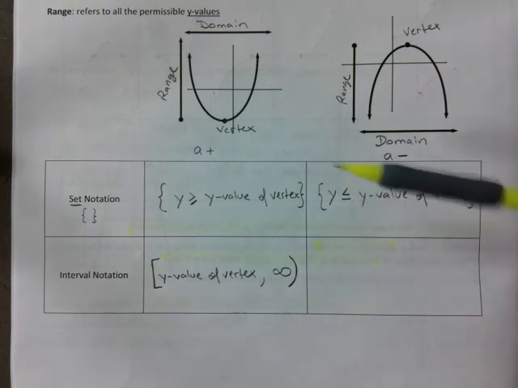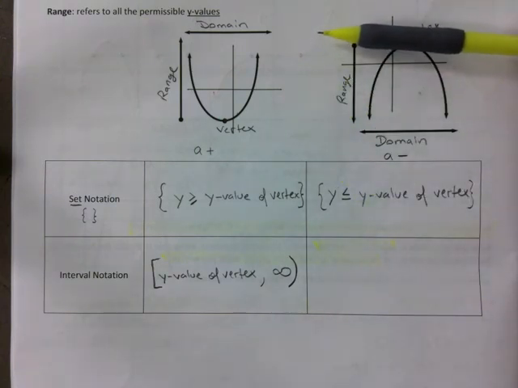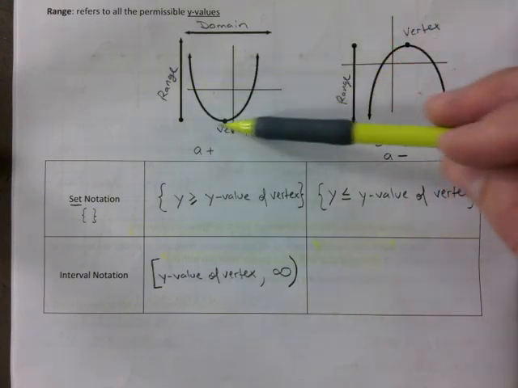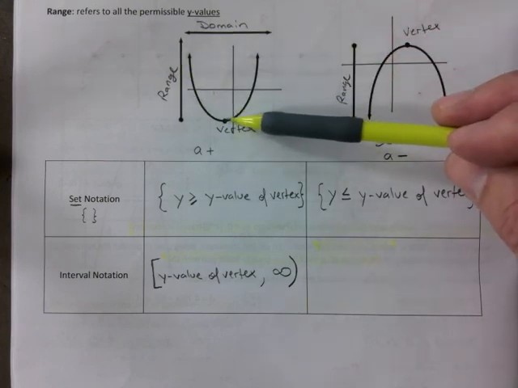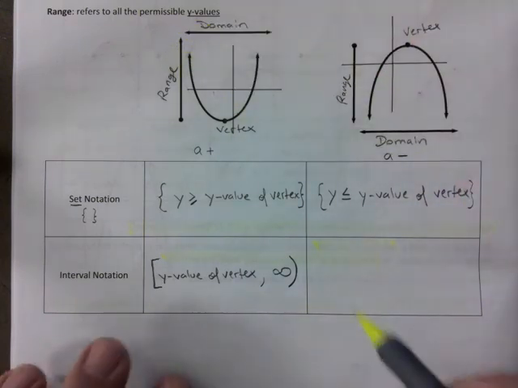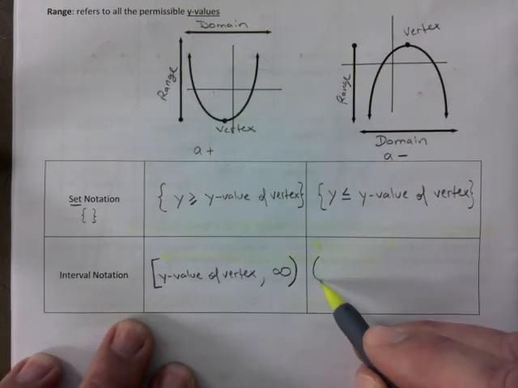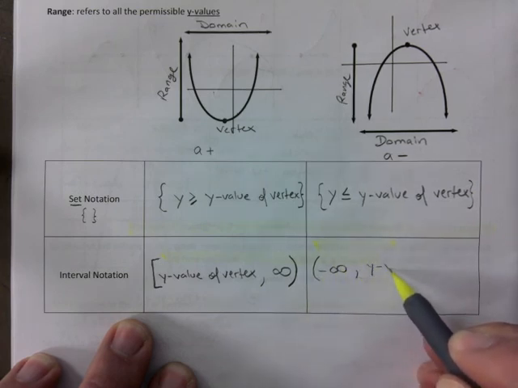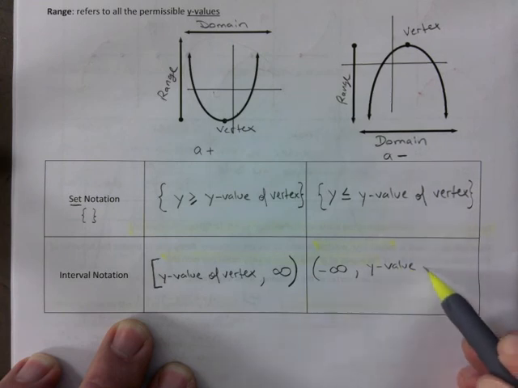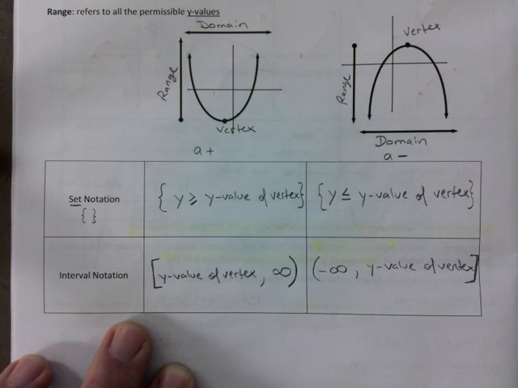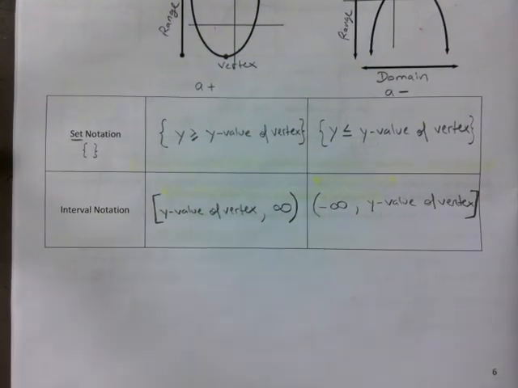Because think about it, right? The vertex is the highest point, so the only y values allowed would have to be less than that point, right? If you look at this parabola over here, this is the lowest point, so the only y values allowed would have to be greater than that. And then here, this goes from negative infinity to whatever the y value of the vertex is. Notice that the vertex has a lot to say. Make sure you have a square bracket.